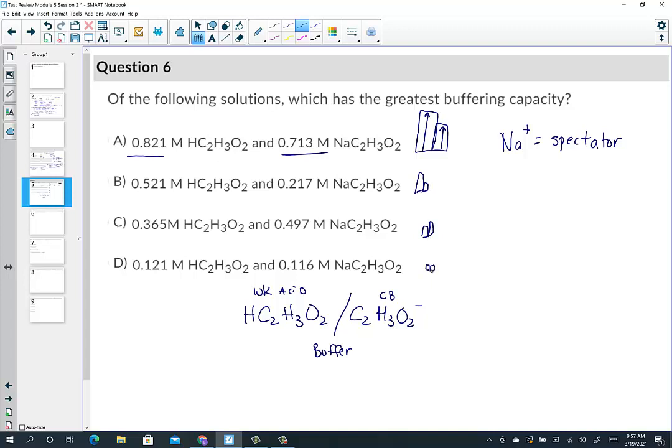The greatest capacity is the greatest concentration. It's that easy. They're all the same ingredients. To have the greatest buffering capacity, choose the highest concentration, the largest molarity, so that you have plenty of buffer to neutralize the addition of acid or base into the system. Cool.